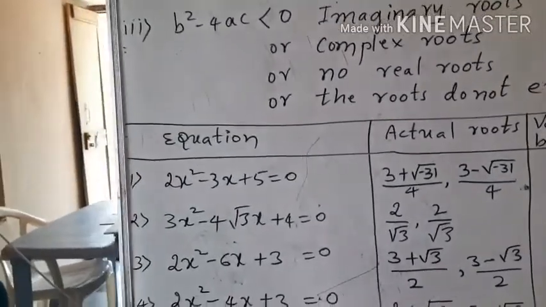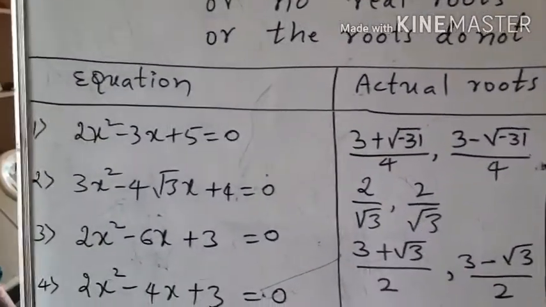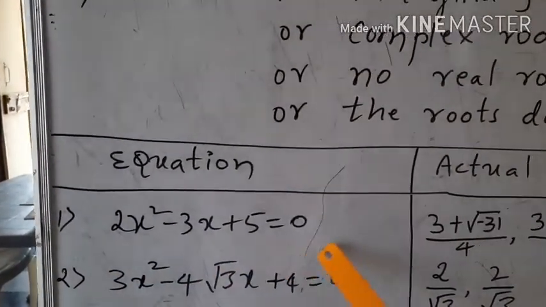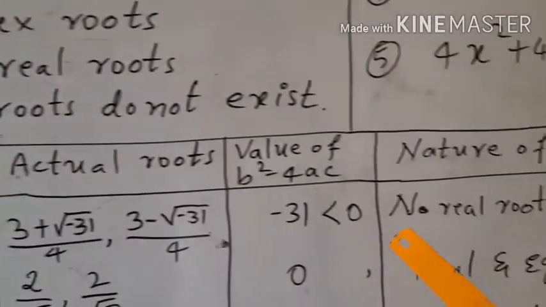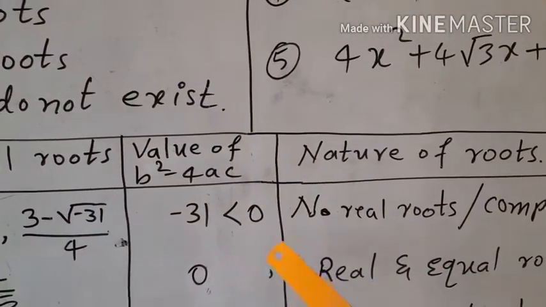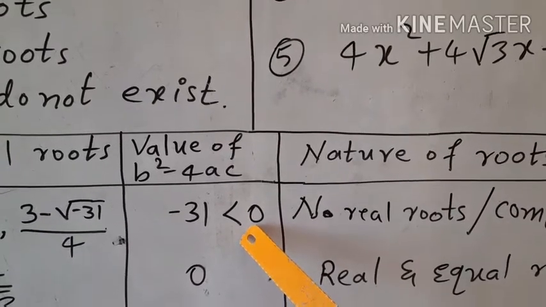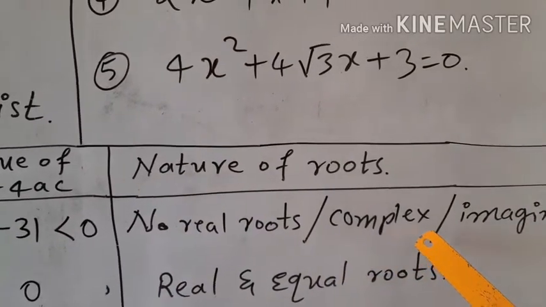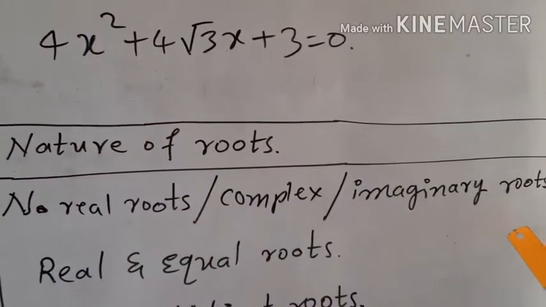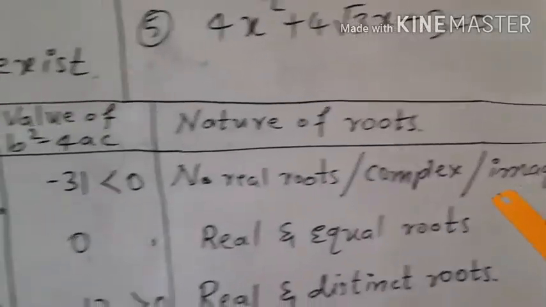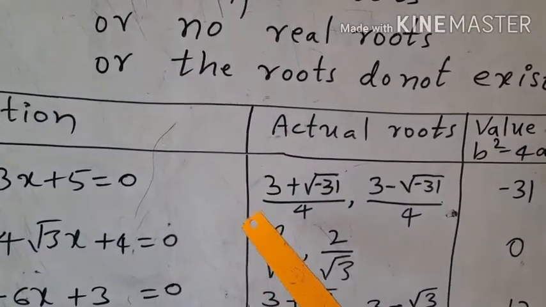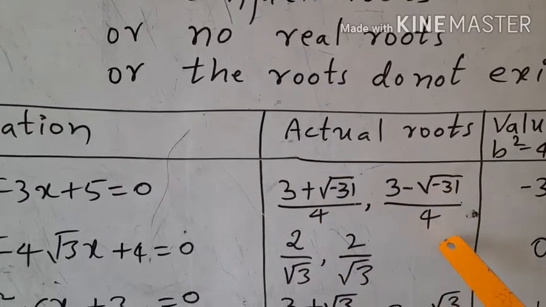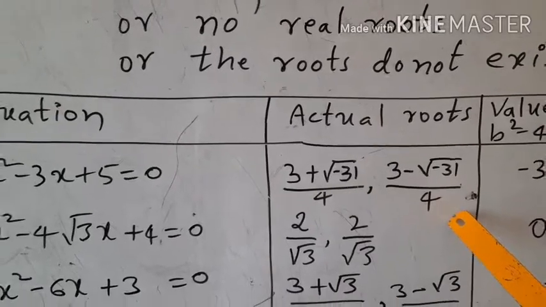Now let us tabulate what we have learnt in this session. See, the equation is 2x square minus 3x plus 5 is equal to 0, and the value of b square minus 4ac is minus 31, which is less than 0. Therefore, no real roots, or the roots are complex roots or imaginary roots, right? And if we actually calculate their roots, their actual roots are 3 plus root minus 31 by 4 and 3 minus root minus 31 by 4, which are complex roots, right?